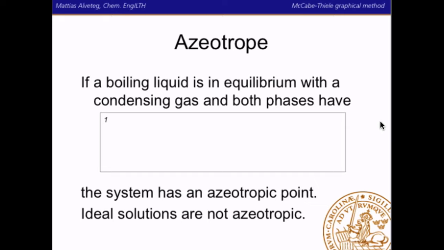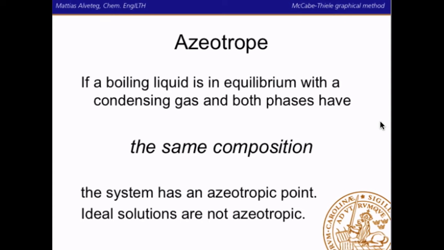azeotrope? Well, if we have a boiling liquid that is in equilibrium with a condensing gas, and both phases have the same composition, then the system has an azeotropic point. Ideal solutions are never azeotropic.